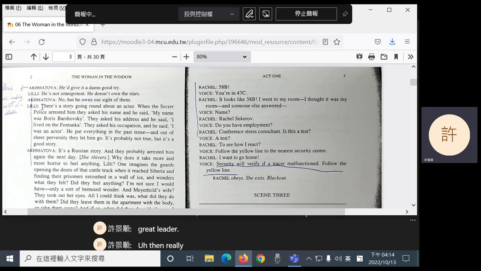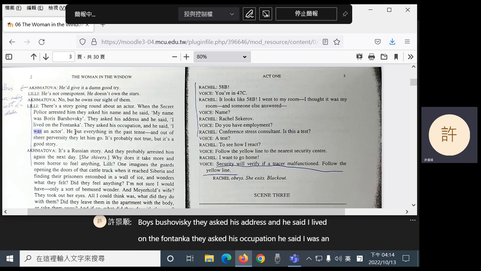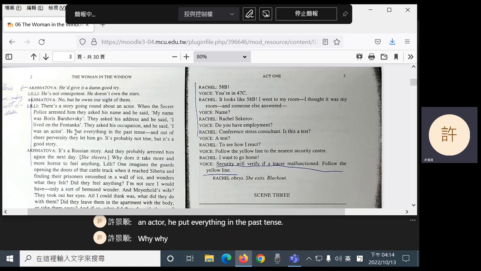Then Lily tells her own story. There's a story going around about an actor. When the secret police arrested him, they asked his name and he said, my name was Boris Barshavsky. Notice he said, my name was Boris Barshavsky. They asked his address and he said, I lived on the Fontanka. They asked his occupation. He said, I was an actor. He put everything in the past tense. Why? Why would he do this?